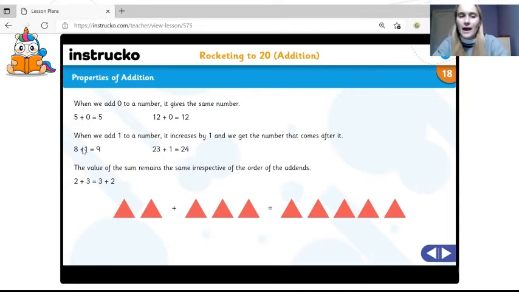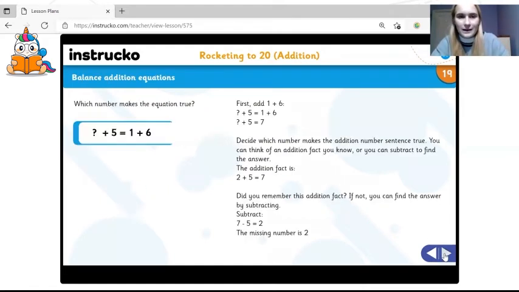Okay, then when we add 1 to a number, it increases by 1, and we get the number that comes after it. Okay, so 8 plus 1 equals 9, and 23 plus 1 equals 24. Okay, so the value of the sum remains the same irrespective of the order of the addends. So for instance, 2 plus 3 equals 3 plus 2. And this is an example of a balanced equation, which is what we're going to be looking at next.